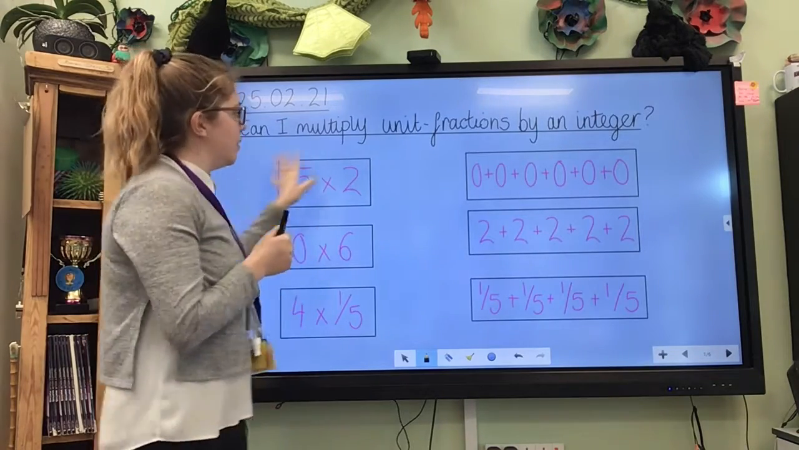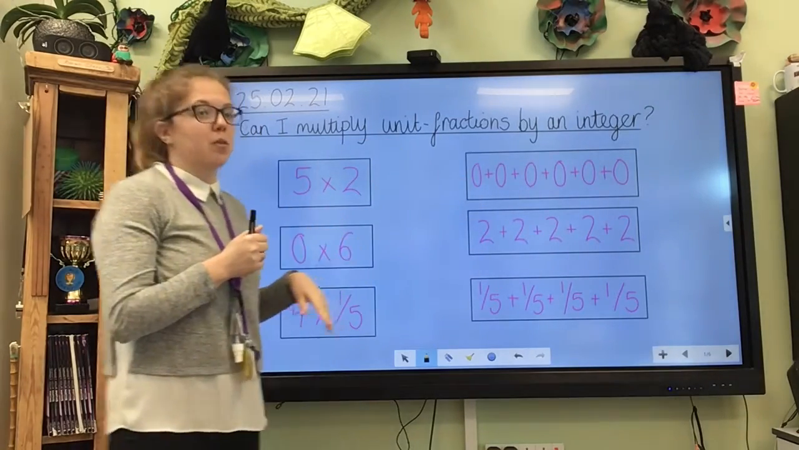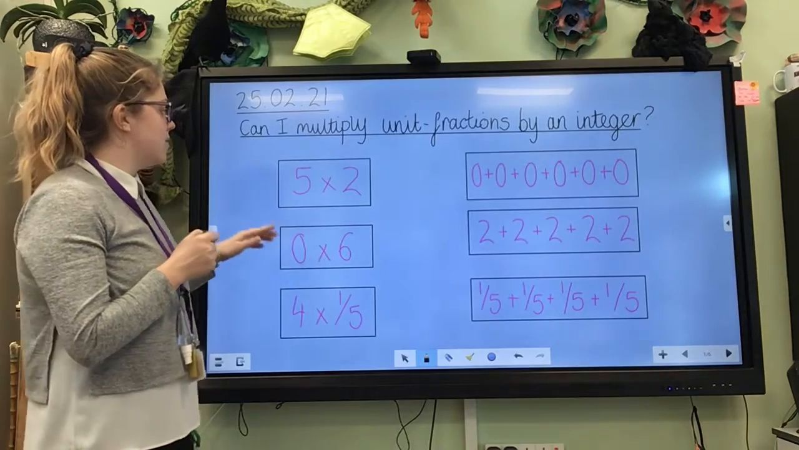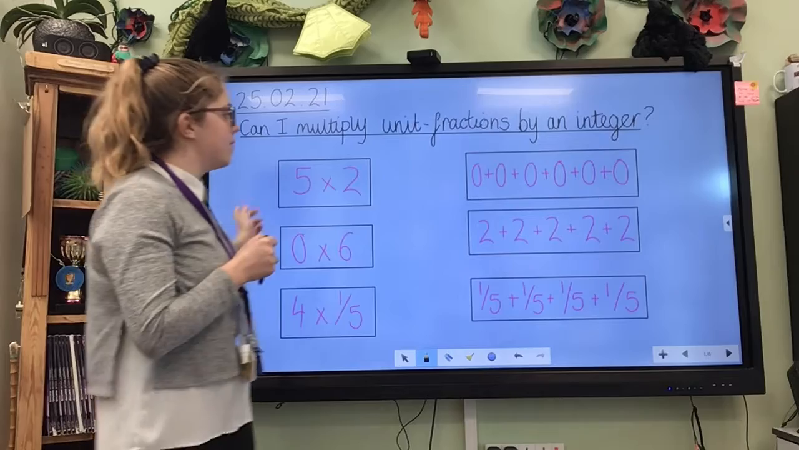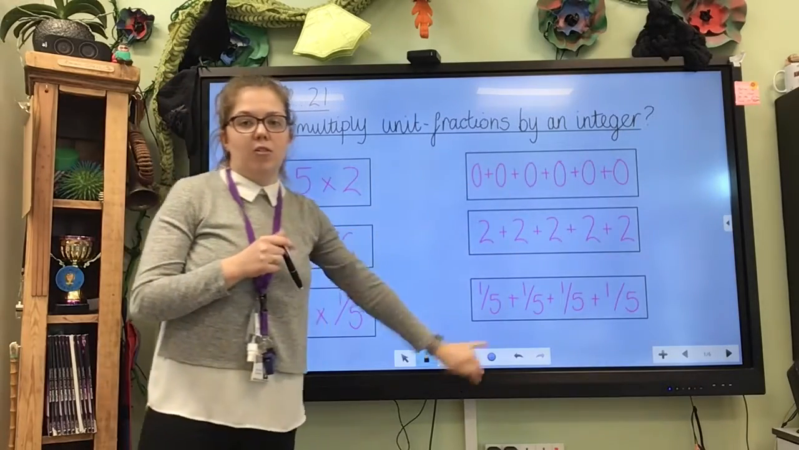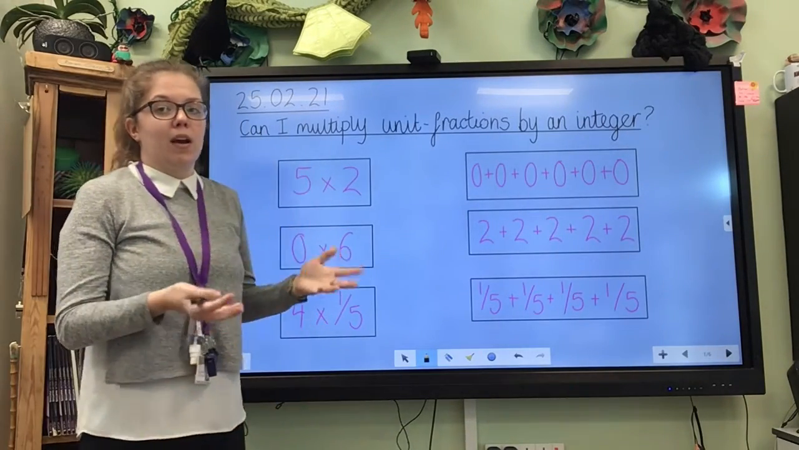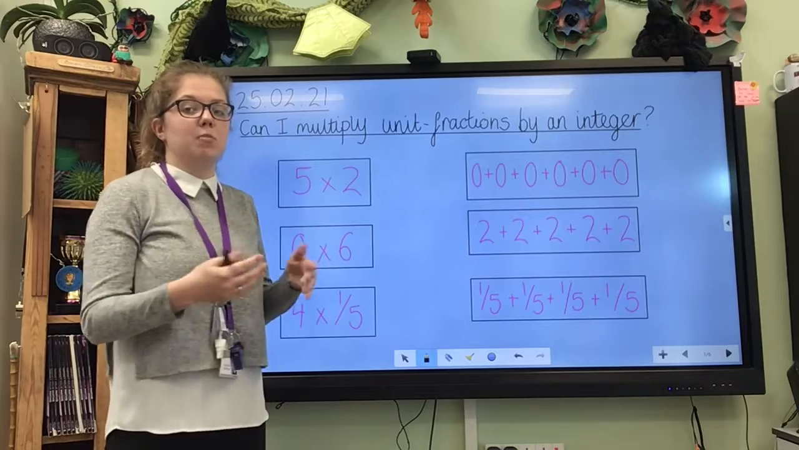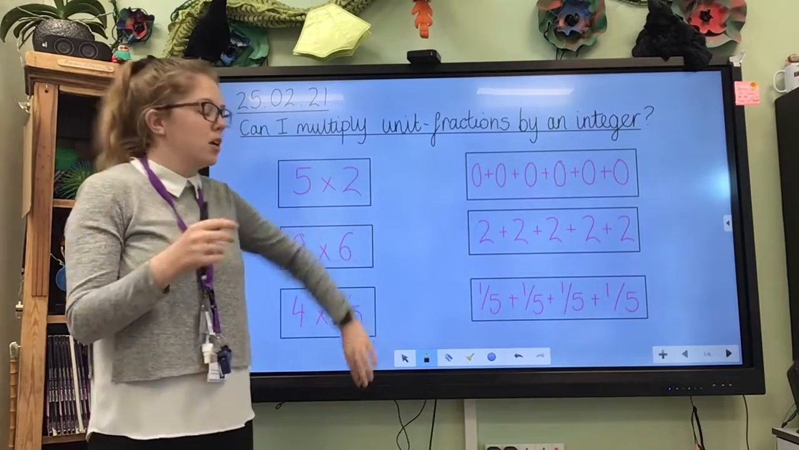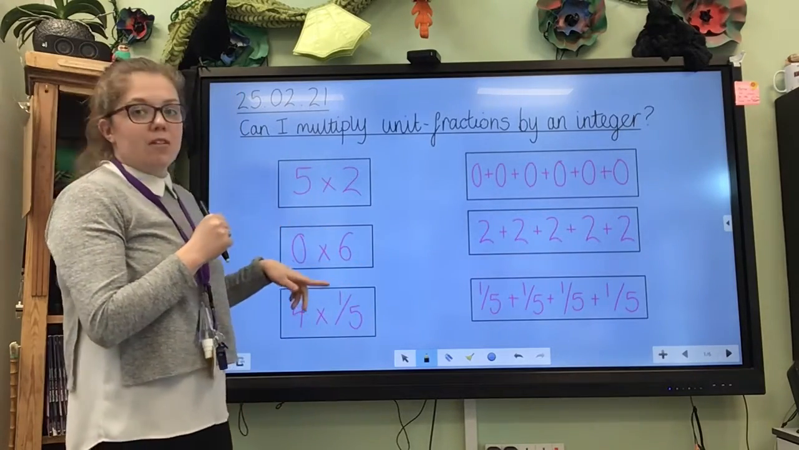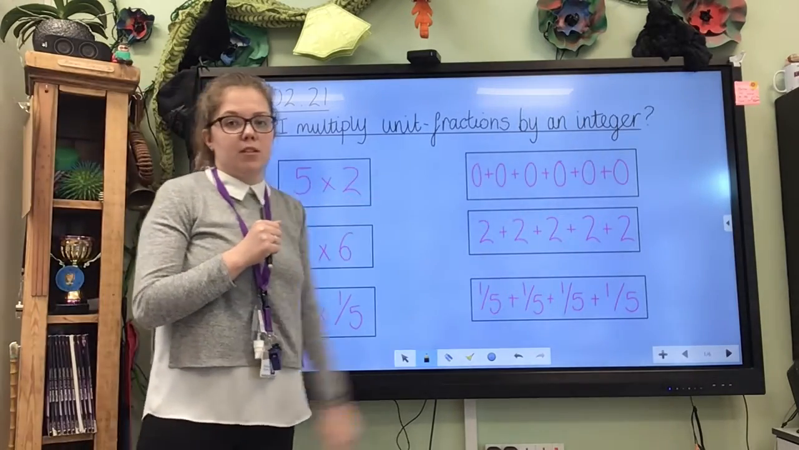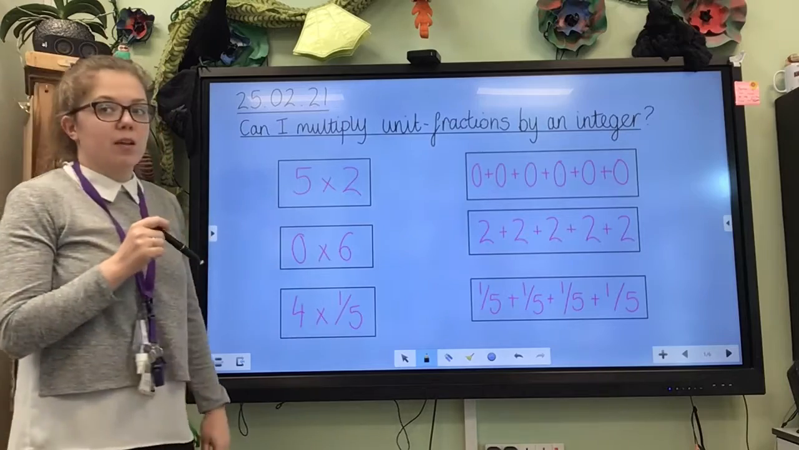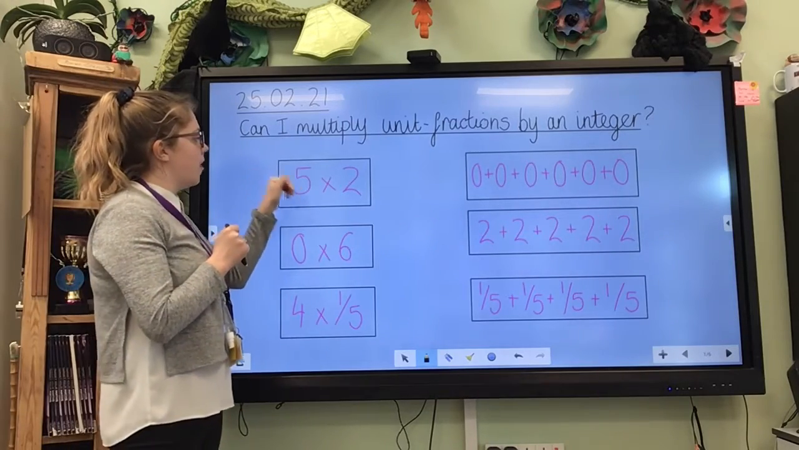And I've got a little bit of a warm-up question for you on the board, and your task is to match the multiplication sums on the left with the addition on the right, because multiplying can also be described as repeated addition, because multiplying is lots of something. So pause the video now, have a go at matching up which of these goes with the ones on the right.